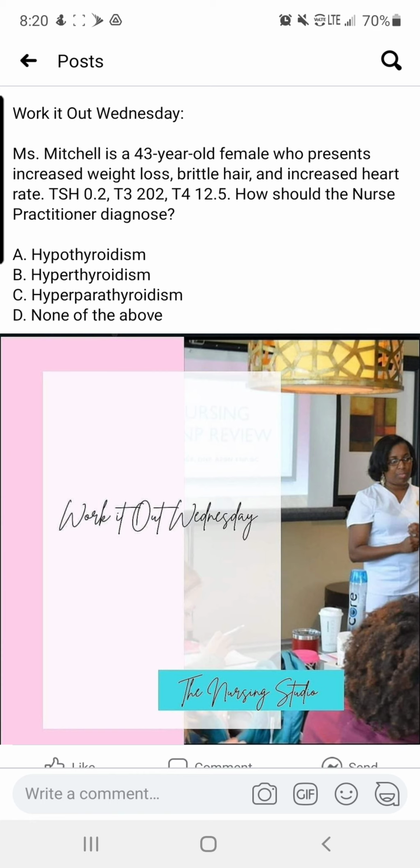So then your T3 is 202. A normal T3 range is 100 to 200 nanograms. Y'all know labs kind of vary, but this is the overall common range. Then your T4, the normal range is 5.0 to 12.0, and this is 12.5. So the T3 and T4 are elevated, and those typically are in relation to the TSH.